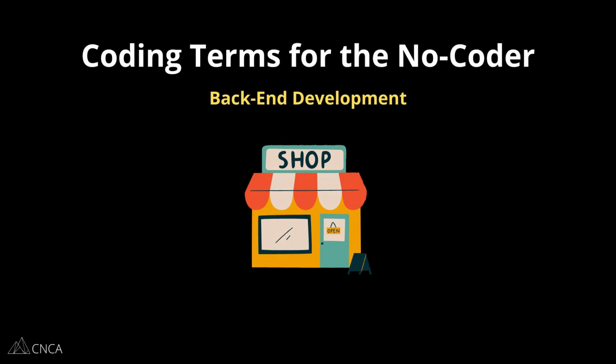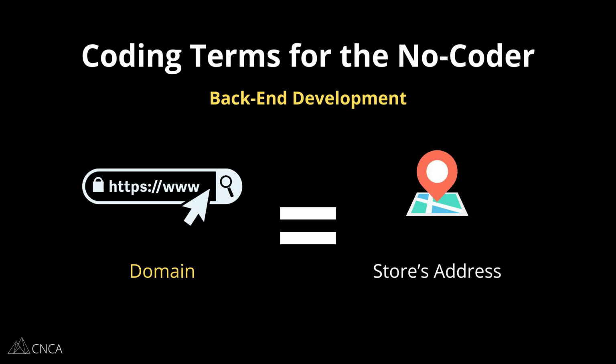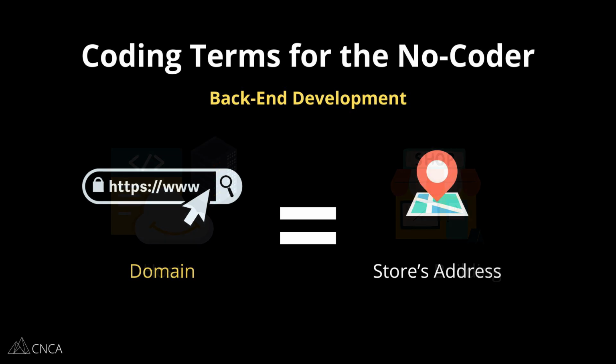Okay, so a couple more terms here for backend development. And we're going to use a metaphor. Imagine you're setting up a new physical store where you want to sell products. So in this metaphor, the domain is like the street address of your store. It's the address people use to find you, such as www.mystore.com. Just as an address helps customers locate your physical store, a domain name helps people find your app on the internet. It's how they can easily remember and visit your app.